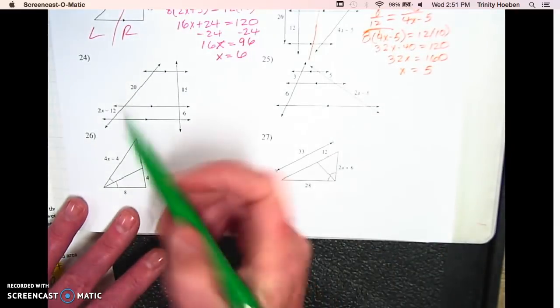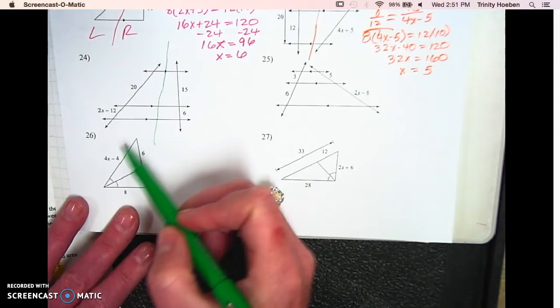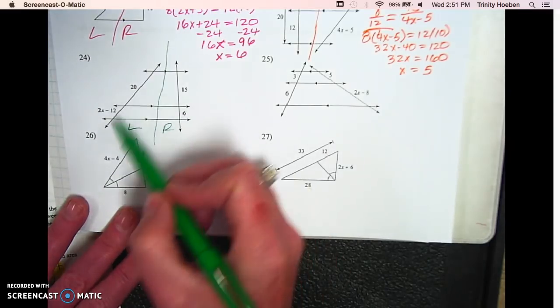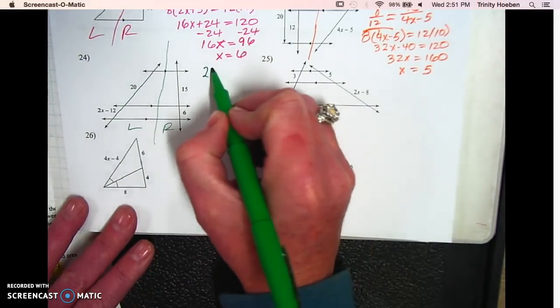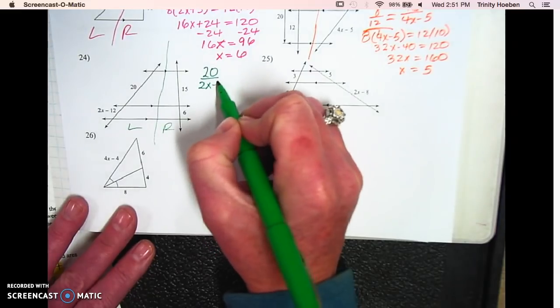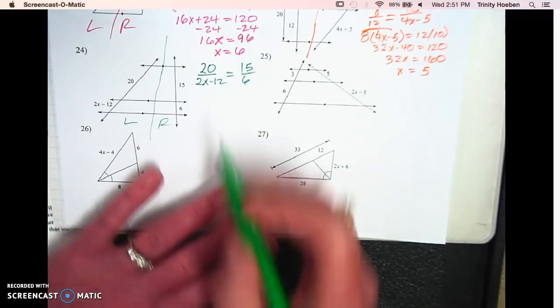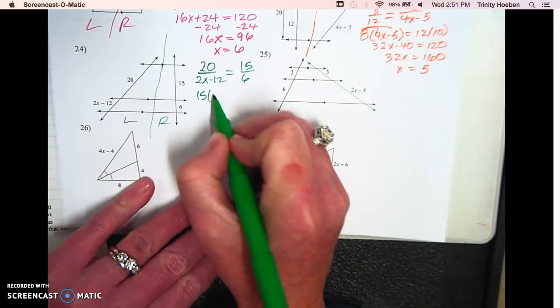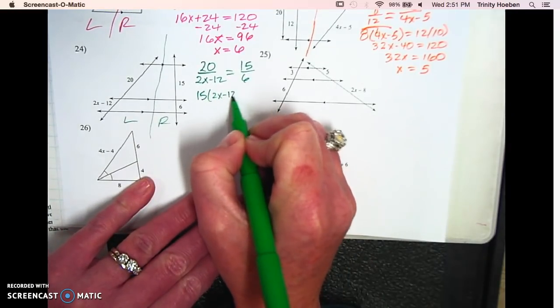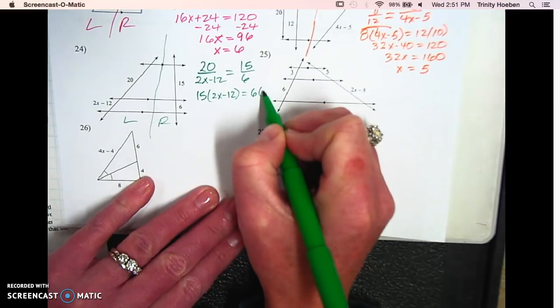Number 24. This one is set up nice and golden for you. Here's your left and right, numerator and denominator. So set up your proportion, 20 over 2x minus 12. Set that equal to 15 over 6. And do your cross product. So you'll have 15 times 2x minus 12. Set that equal to 6 times 20.